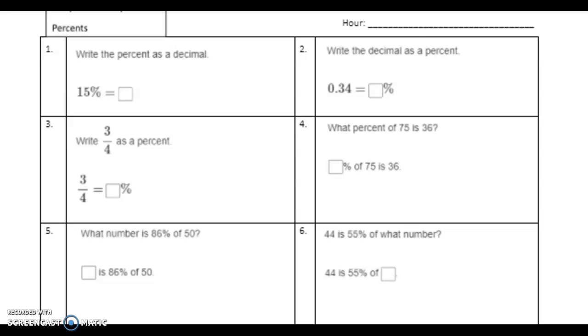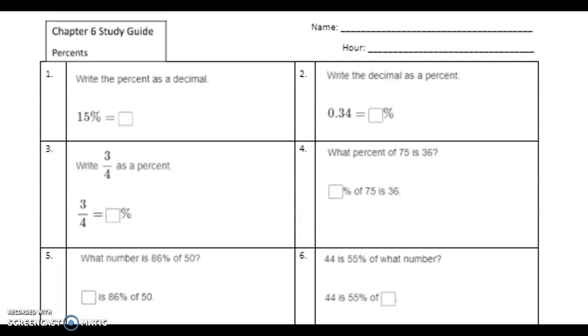Okay, so let's go over the Chapter 6 study guide. Number 1, write the percent as a decimal. We are going to move our decimal point, which is after the 5, to the left twice. So this becomes 0.15, or 0 and 15 hundredths.